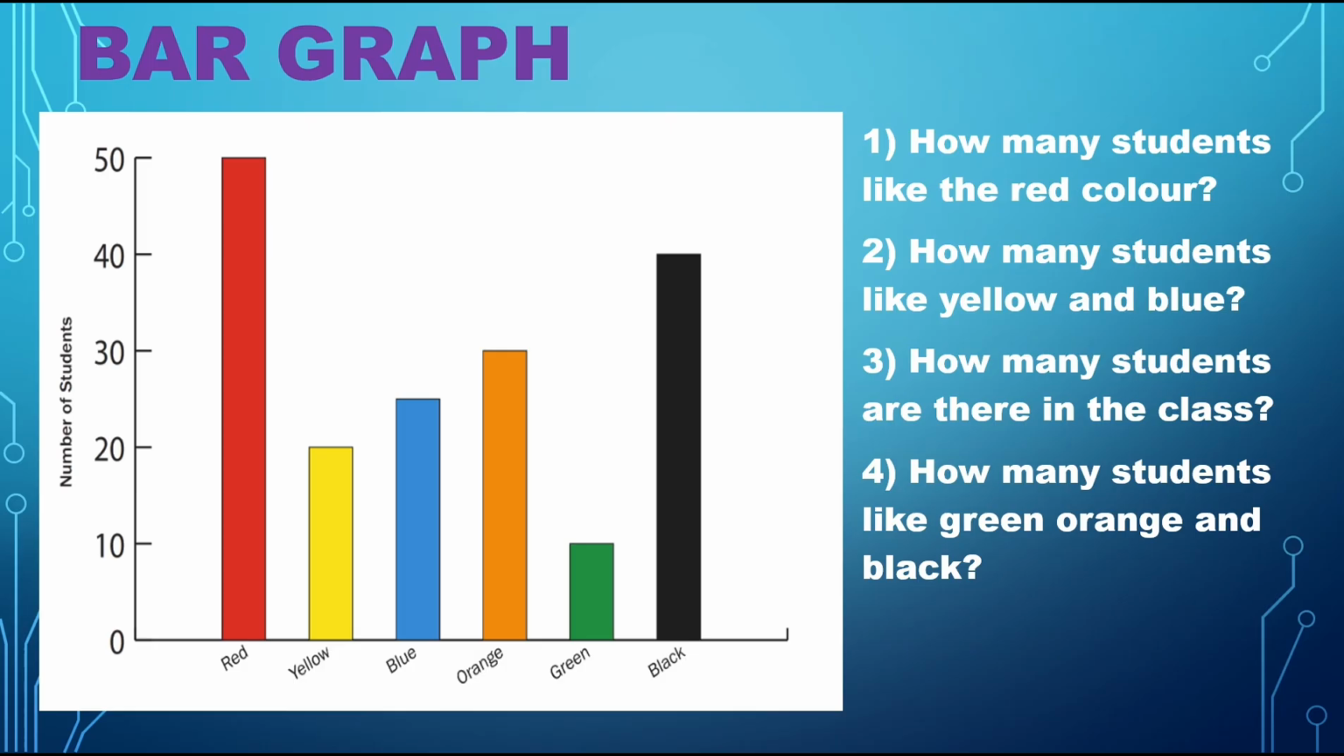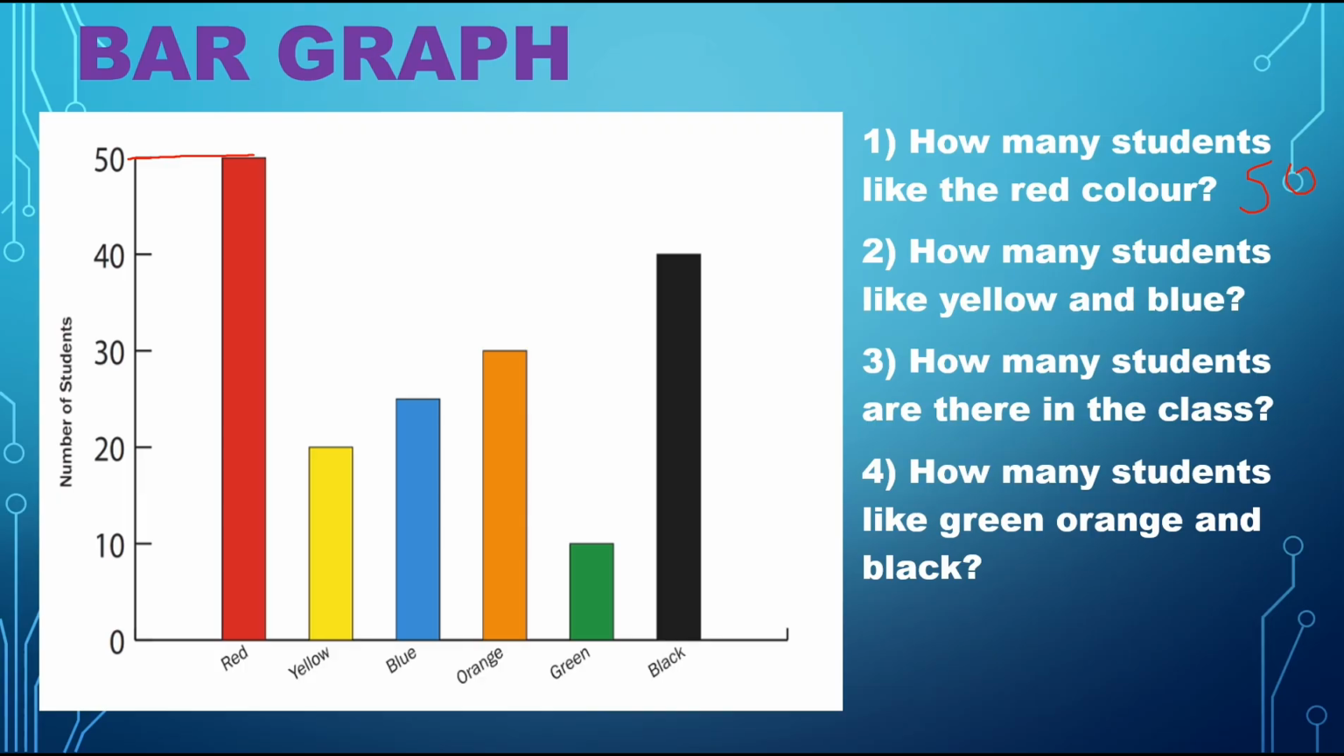So which fruit is most liked? We can say apple is most liked by the students. The next is bar graph. What is a bar graph? A bar graph uses bars to show numbers. The taller the bar, the bigger the number. Look at the red bar. It is the tallest. Let's solve some questions so you will understand it in the correct way. So first, how many students like the red color? So let's say red color is here. So how many students like it? 50. So we can write 50 students.